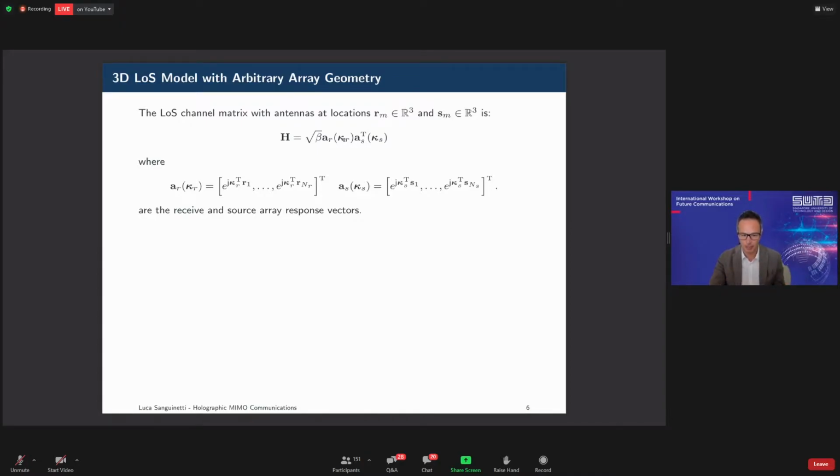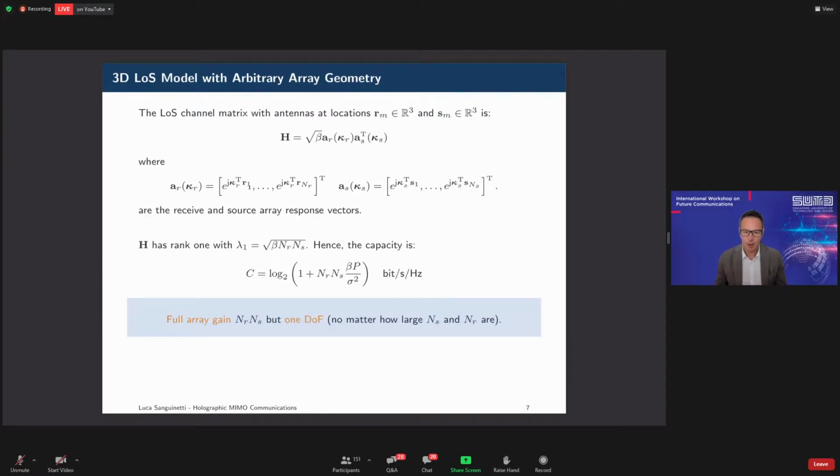So the model is very simple, and each ray response vector is composed of plane waves. It can be computed in a very simple way on the basis of plane waves. So if you use this model to evaluate the capacity of the MIMO system, the capacity takes this form, where these are the number of antennas at the receiver, the number of antennas at the source, beta is the path loss, P is the power, and sigma squared is the variance of the noise.